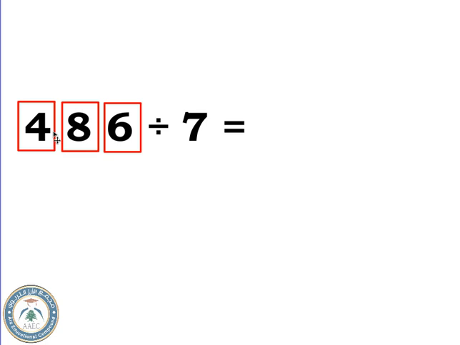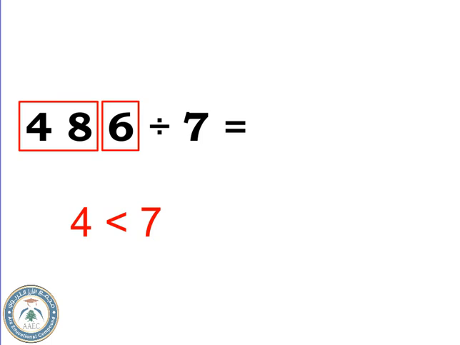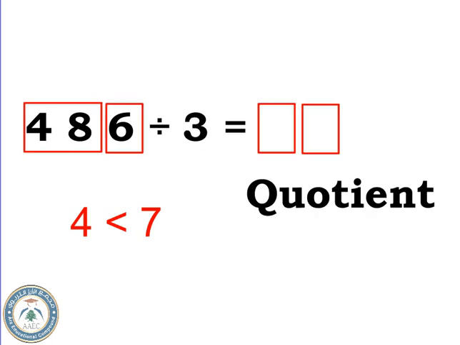Another example now: 486 divided by 7. Can you guess the number of digits in the quotient? We compare 4 with 7. Yes, 4 is less than 7, so the quotient will be what? Okay, we take 48. Yes, we take 48 instead of 4 because 4 is less than 7, and the quotient will be a 2-digit number.